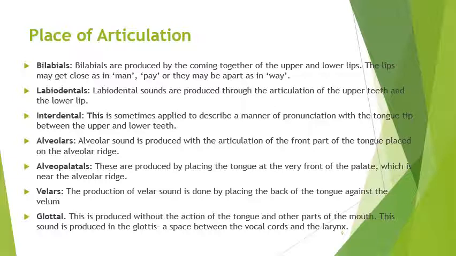Then lastly we have glottal. This sound is produced without the action of the tongue and other parts of the mouth. It is produced in the glottis. Remember, take a look at the diagram in the preceding slides. You can see we have the glottis as one of the speech organs. There's a space between the vocal cords and the larynx called the glottis. The air comes through there, producing sounds like h as in hour, the first letter, although it's silent.